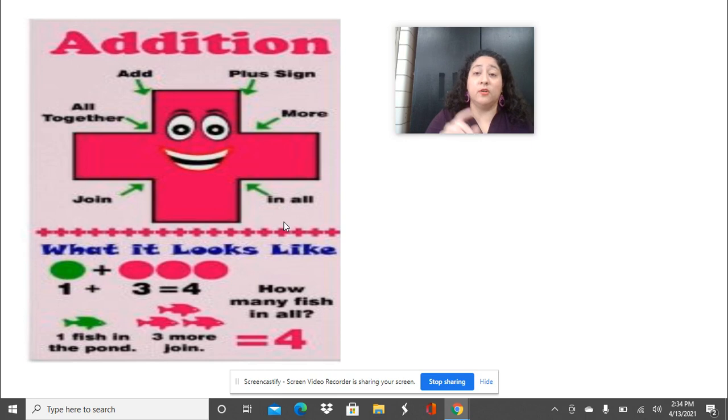Another word that tells you that you're going to be adding is when you hear the words in all. I have 3 pencils and then my teacher gives me 2 more. How many pencils do I have in all? When you hear in all, that means you're going to count everything together and that's going to give you your answer. So 3 and 2, 1, 2, 3, 4, 5. I have 5 pencils in all.